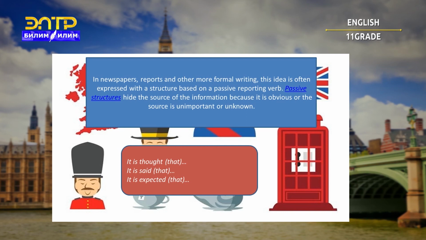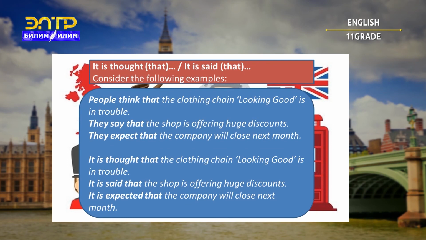And examples: it is thought that, it is said that, it is expected that. It is thought, it is said. Consider the following examples. People think that the clothing chain Looking Good is in trouble. They say that the shop is offering huge discounts. They expect that the company will close next month.